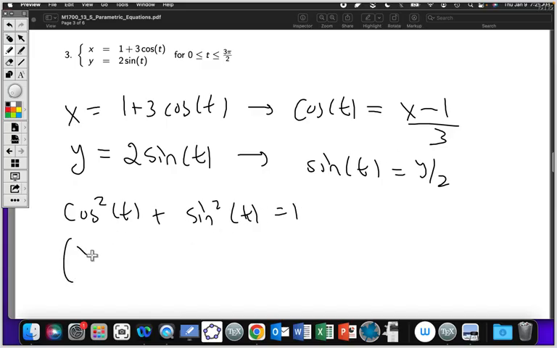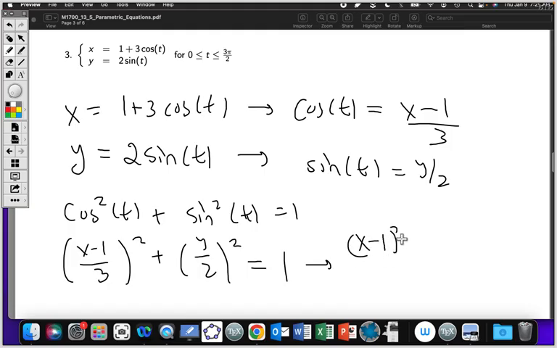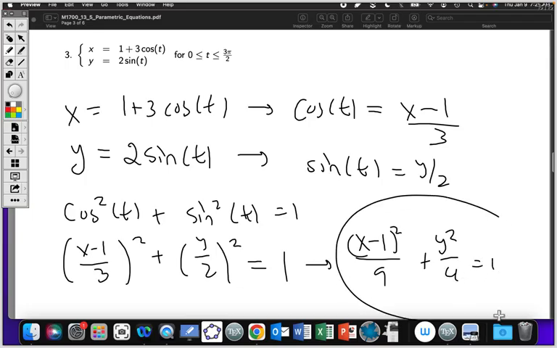So I'll plug this in. X minus 1 over 3 squared plus y over 2 squared equals 1. And that's going to get me x minus 1 squared over 9 plus y squared over 4 equals 1. And once again, you may recall this is an ellipse. The center of the ellipse is at 1, 0. I go 3 units left and right from the center and 2 units up and down from the center.